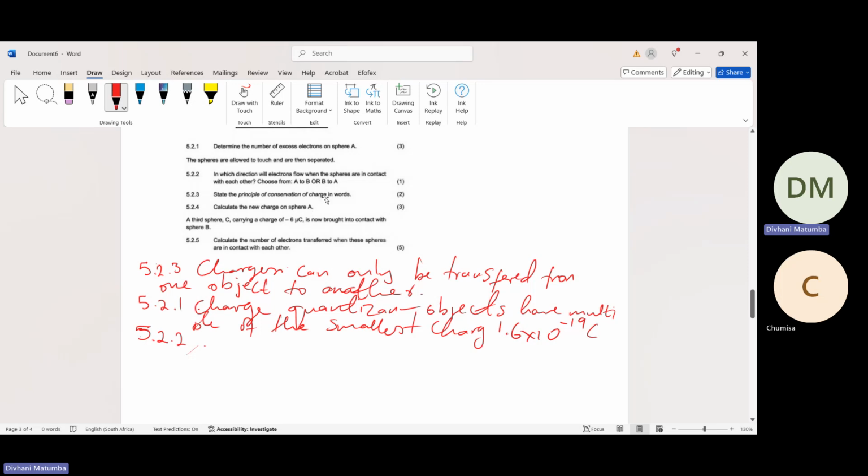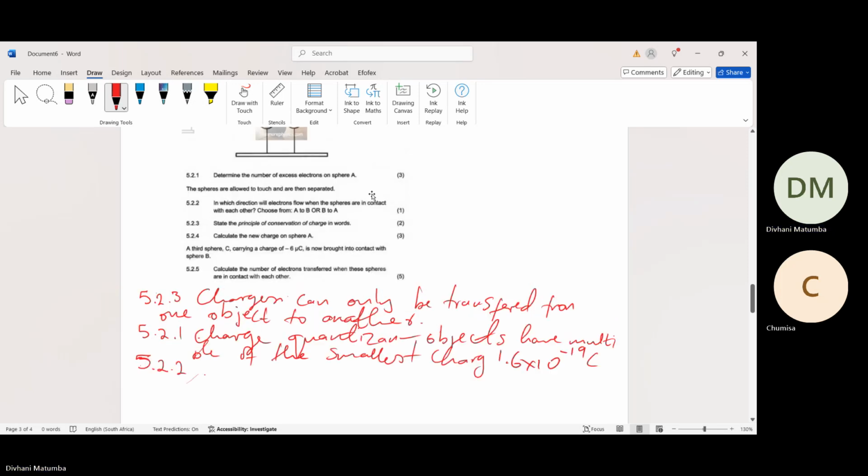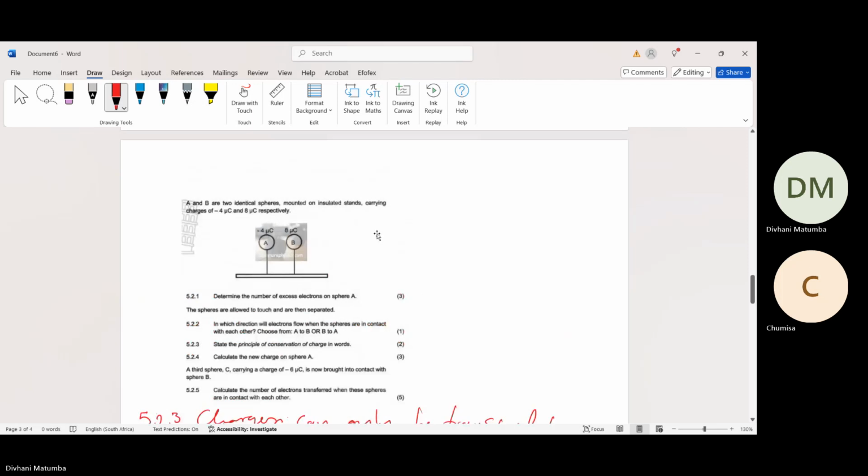In which direction will electrons flow when the two spheres are in contact? Is it from A to B or from B to A? I think Kumisa, it's from A to B. That's correct. Why? Because A has a lot of electrons. A to B.